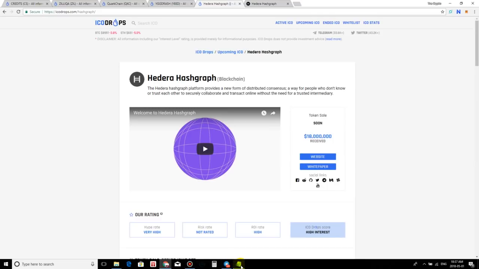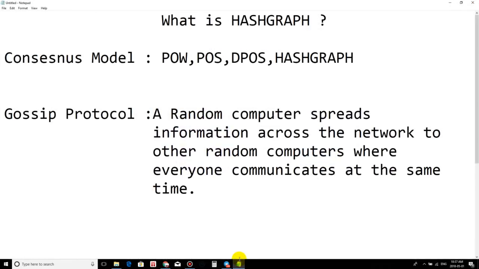I left some notes here. What is Hashgraph? This is my way of doing it. This is my notepad, guys. It is what it is.